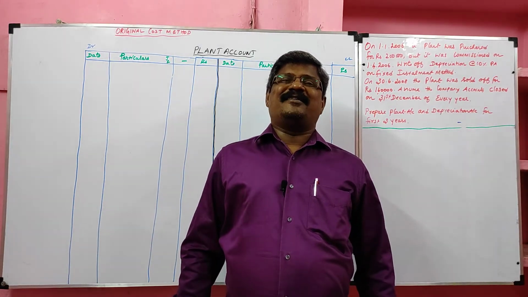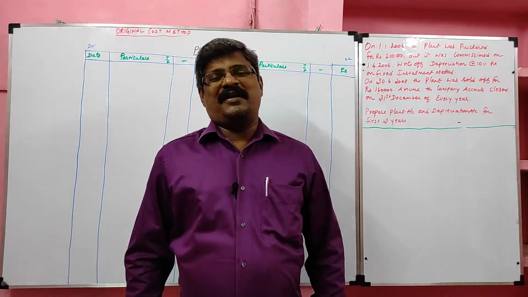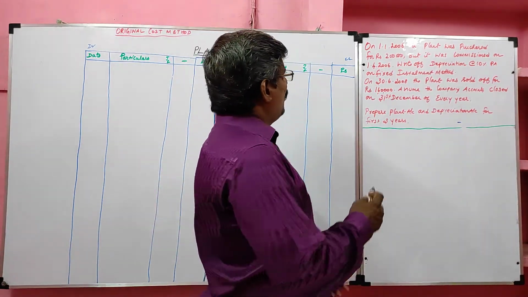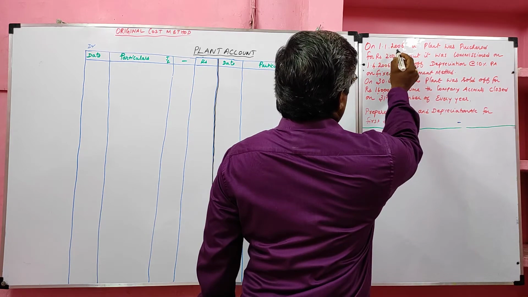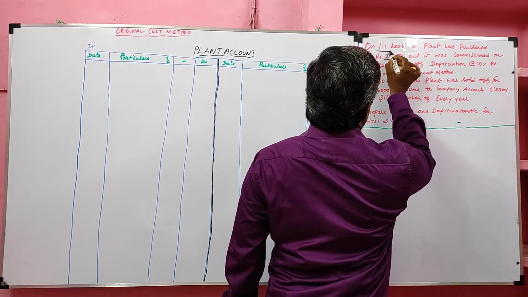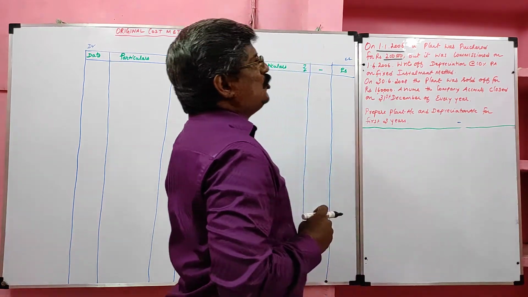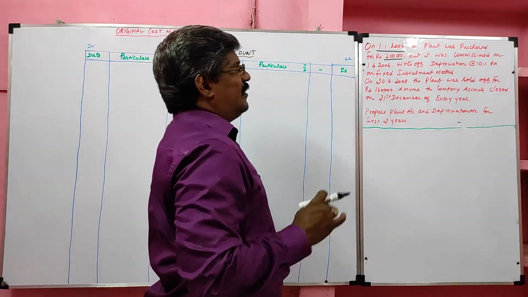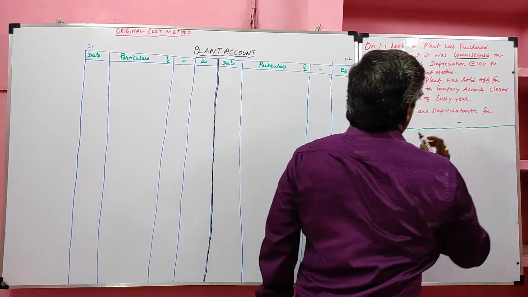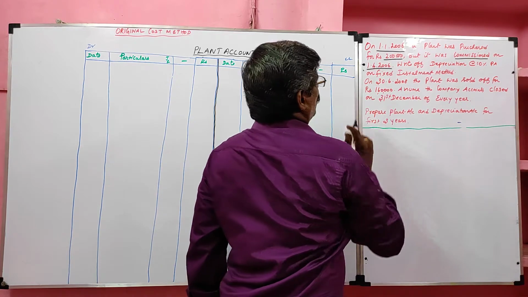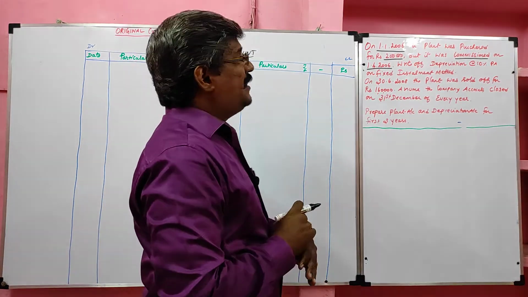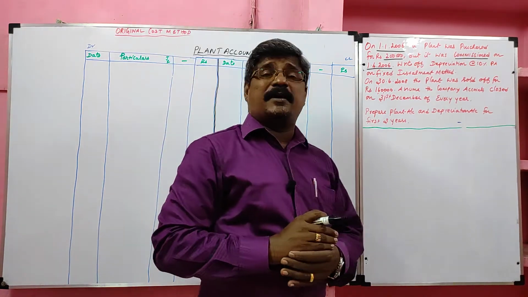Students, today we are going to learn two different problems in relation to the straight line method. Look at the board. On 1st January 2006, a plant was purchased for 2 lakh rupees. But it was commissioned on 1st April 2006. So they bought on 1st January 2006, but it was commissioned on 1st April 2006.